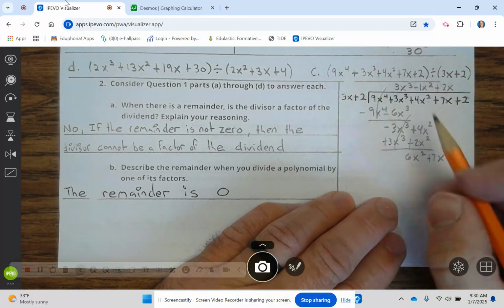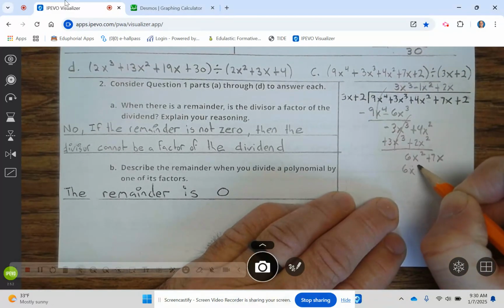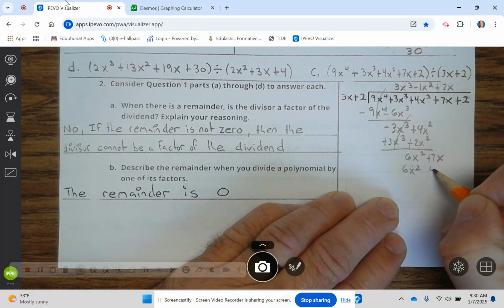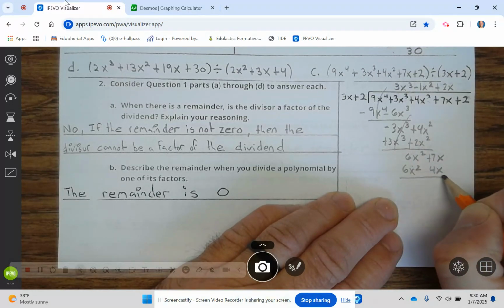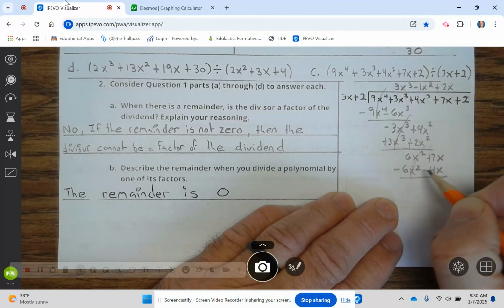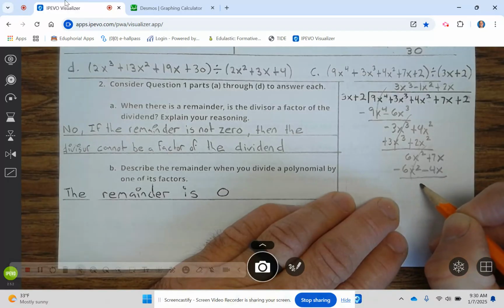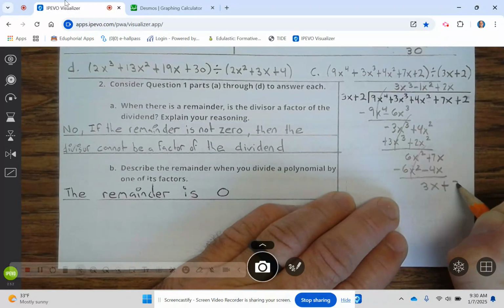And we multiply: 2x times 3x is 6x squared. 2x times 2 is plus 4x. We subtract. This cancels. 7x minus 4x is 3x. And then we bring down the plus 2.